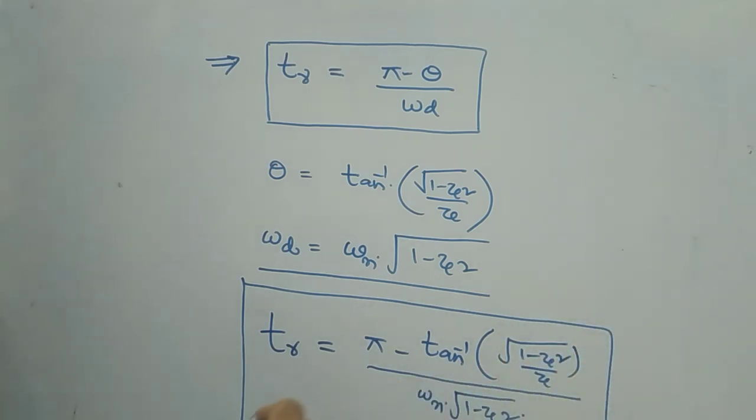Friends, I am going to complete this session at this point of time. So in this presentation, we have covered two definitions, two time domain specifications. The first one is delay time, and the second one is the rise time. Clear? I think you have understood this, and I hope that you understood this very nicely.